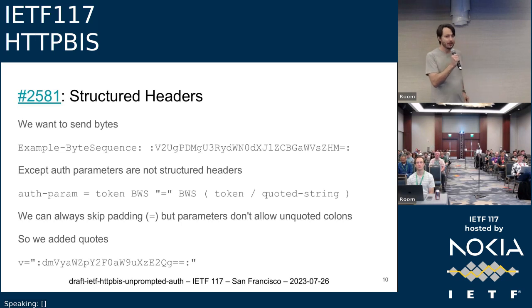Anyway, so the reason it's not trivial to open up that can of worms in retrofit is that it doesn't quite work easily. So here is the ABNF for those parameters, and they're tokens or quoted strings, but that means that you can't put colons in there. So what we did is we added quotes. I forget, what's the next slide?